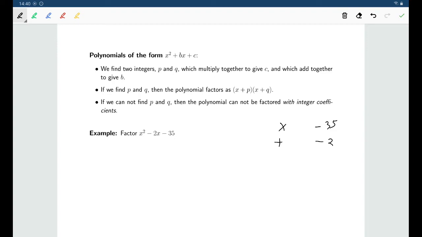If we're going through our options here, the only way to get two numbers to multiply to negative 35 and add up to negative 2 would be if our numbers were negative 7 and positive 5. Those two would add up to negative 2. They would multiply to negative 35, which means that our polynomial factors as x minus 7 times x plus 5.